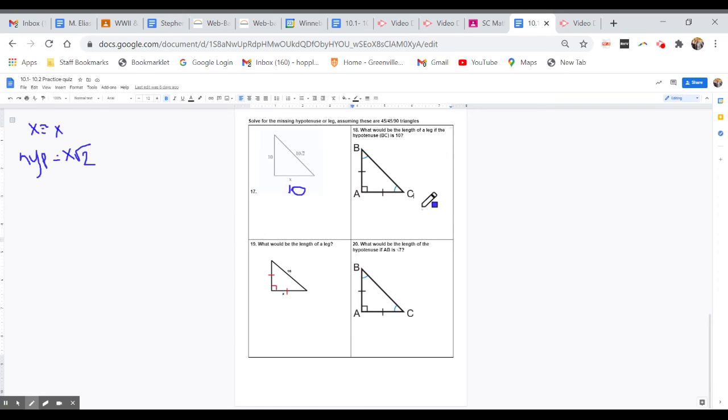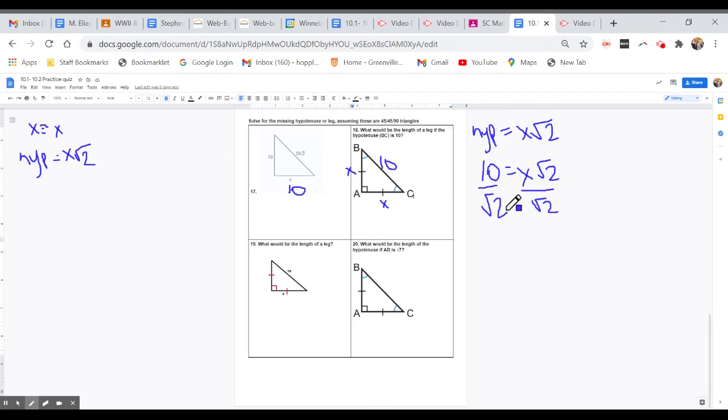Then for number 18, it says what would be the length of a leg if the hypotenuse, or BC, is 10? Now here's where things get a little tricky because we're used to seeing that root 2 after the number. And in this case, we don't. But because I know that the hypotenuse equals, and I'm going to call my legs x, a leg times root 2, in order to get a leg by itself, I need to divide by this root 2. So I know that my hypotenuse is 10 equals x, or a leg, times root 2. And then because this is multiplied, I need to undo that to get x by itself. So I need to divide both sides by root 2.